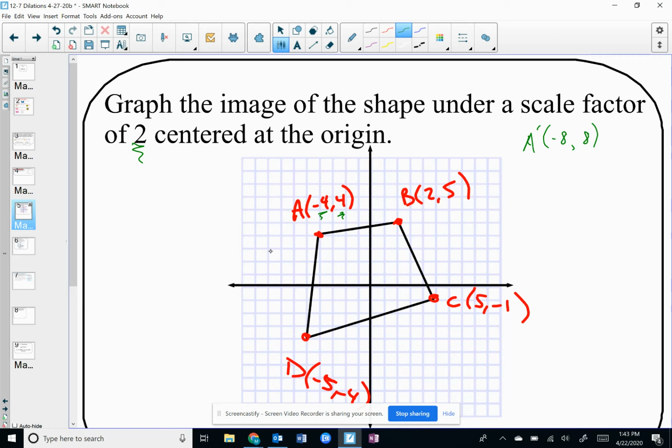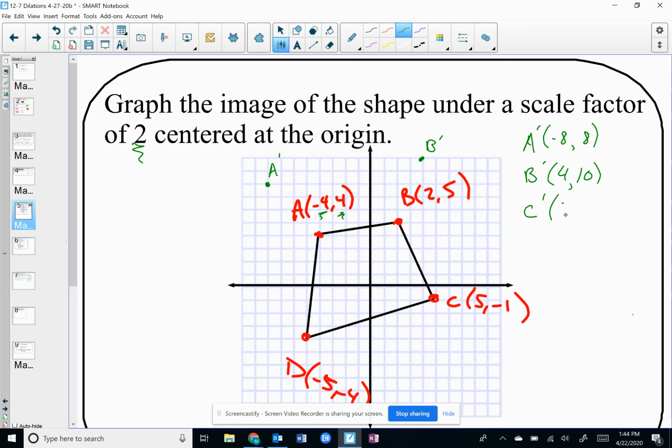So -8, 8 would be right here, and that's going to be A prime. B prime, after a scale factor of 2, would be 2 times 2, which is 4, and 5 times 2, which is 10. So 4, 10. So 1, 2, 3, 4, 10, for B prime.